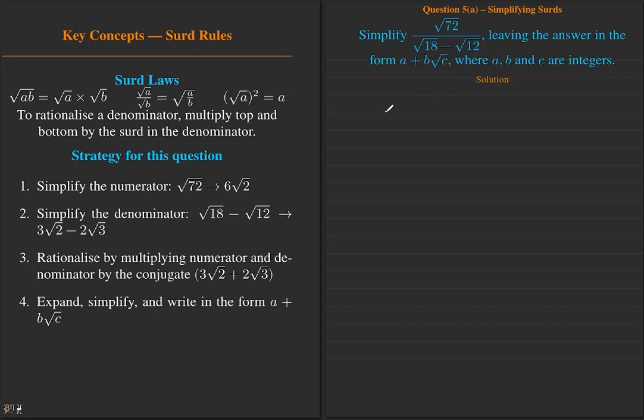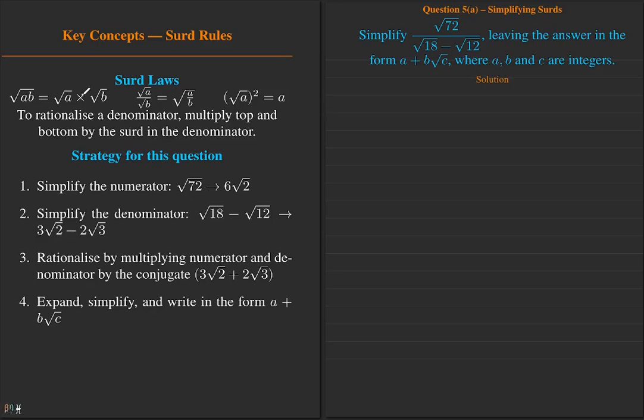So looking at the question, it says we have to simplify root 72 all over root 18 minus root 12, leaving the answer in the form a plus b root c, where a, b, and c are integers. This is a typical surd question. Before we answer, let's quickly look at the concept of surds and then some basic laws that we need to know.